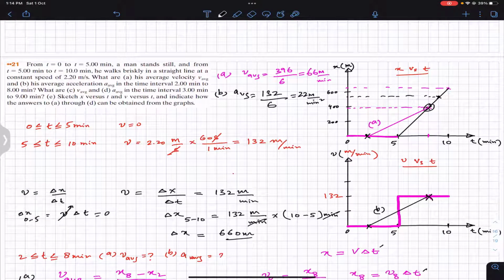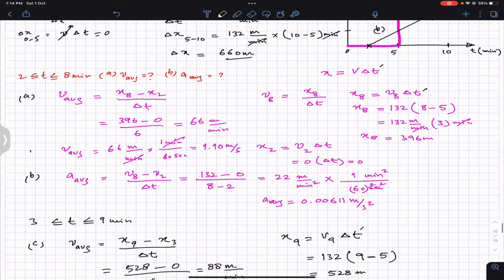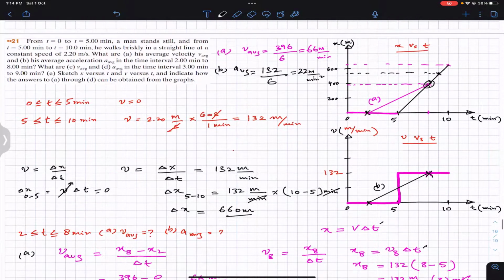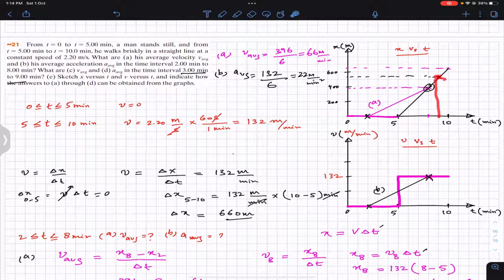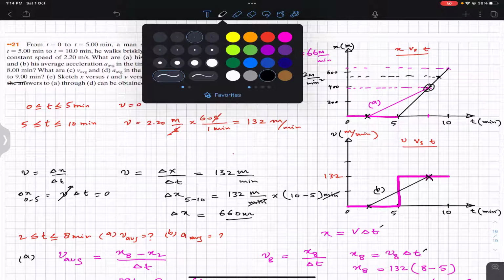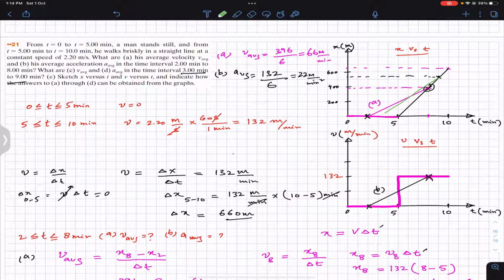And similarly for part C, again we are asked to find the average velocity between t equals 3 until t equals 9 minutes. So now the x at 9 minutes is this particular point, and 3 minutes is somewhere here. So we need to join this point and this point. This is 3 minutes and this is 9 minutes. Now the slope of this green straight line will be the rise divided by the run.